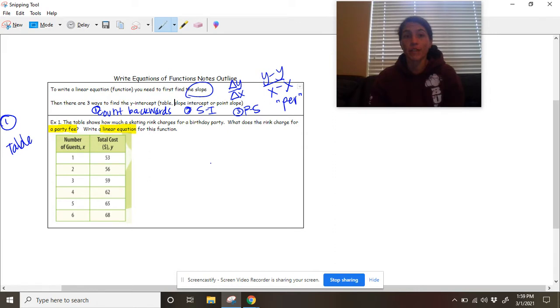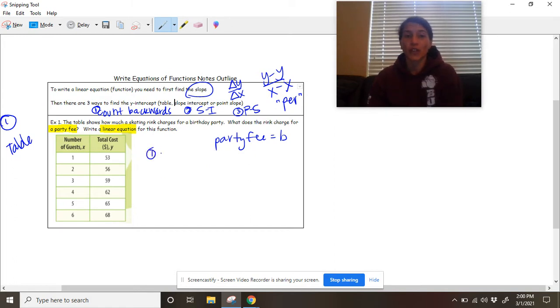So the party fee is the b in y equals mx plus b, the y-intercept. It's the initial fee before you start adding guests to your party. Just to secure the place, you have to pay a party fee. That's very common. Then usually you have to pay per guest. So that's the way we're going to use the table.